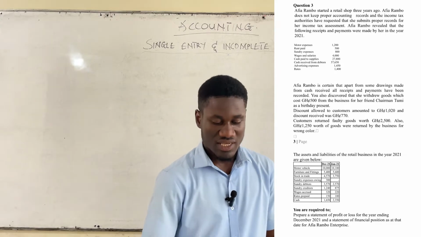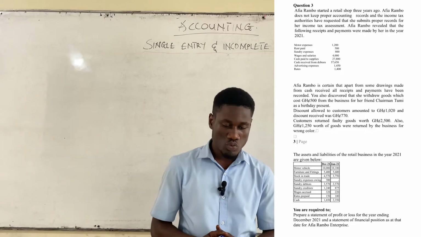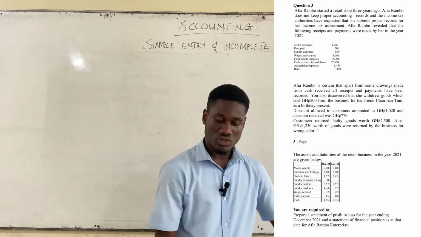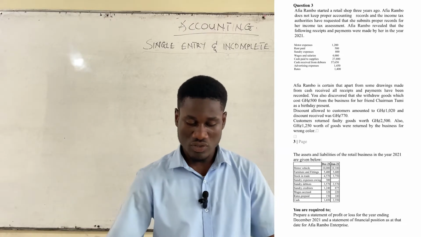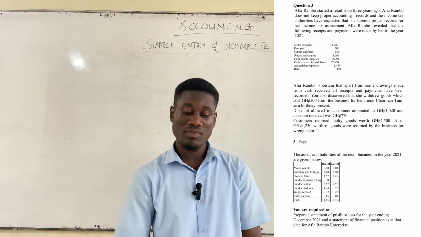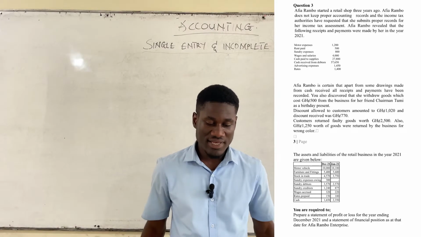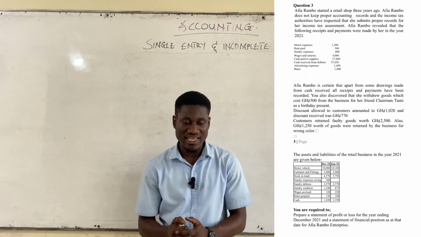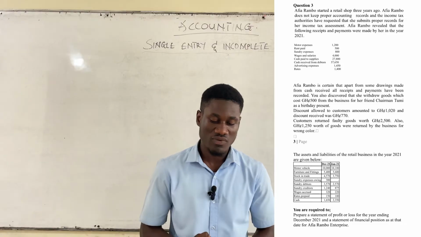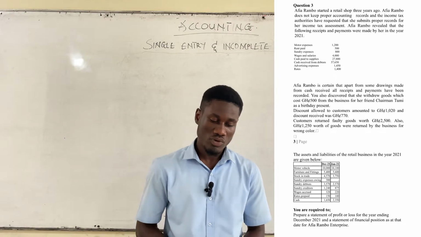Good. The assets and liabilities of the retail business in the year 2021 are given below. December 21 is on the debit side, January 21. So that means that January 21 is our balance BD and the December 21 is our balance CD. Good. We are required to prepare a statement of profit or loss for the year ending December 2021 and a statement of financial position as at that date for Efia Rambo Enterprise.